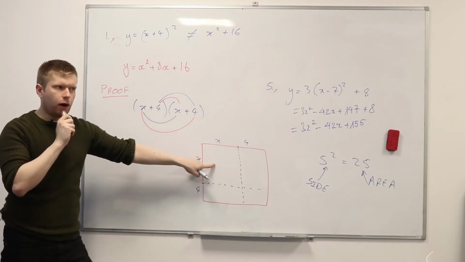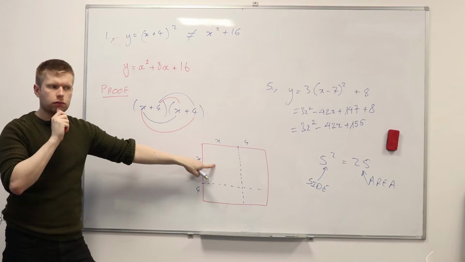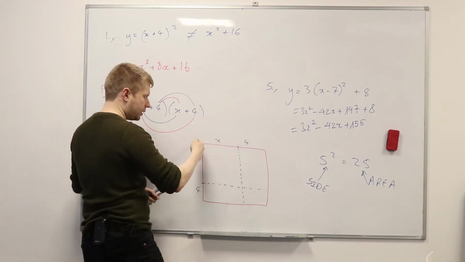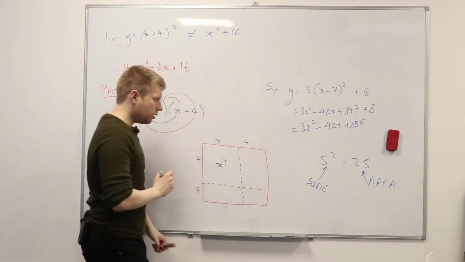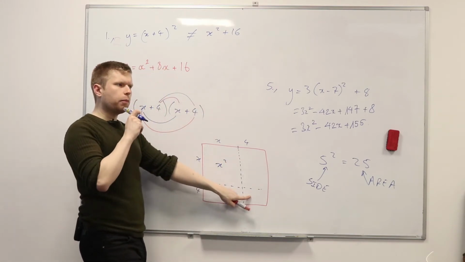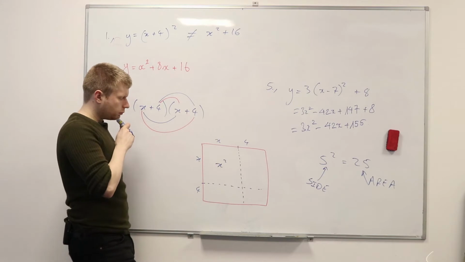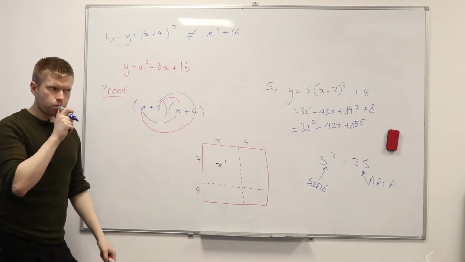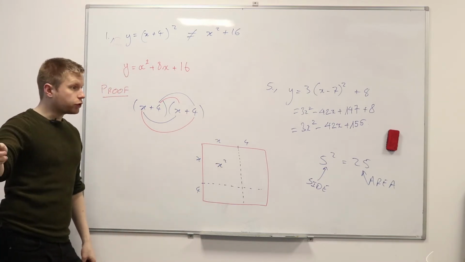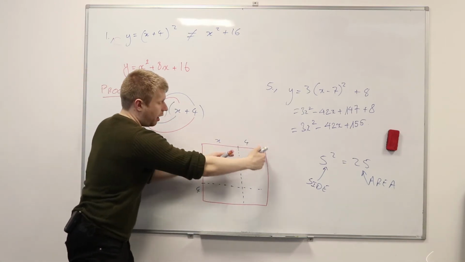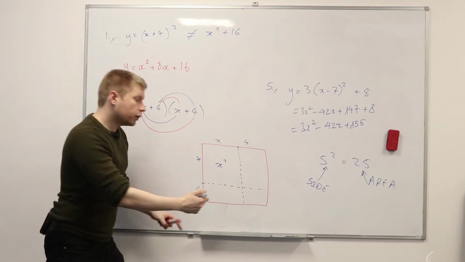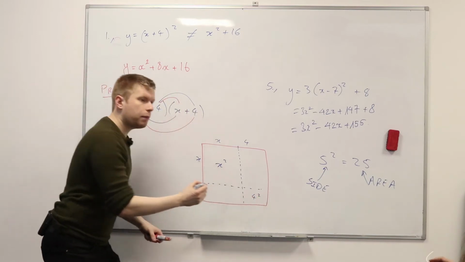What's the area of my first part? X squared. You happy? It's just x and x, so that square has to be x squared. Okay. What's the area of this small little bit down here? 4 squared. It is 4 squared because you're happy that the height is 4, and that length is also 4. So it's 4 squared. You happy with that?